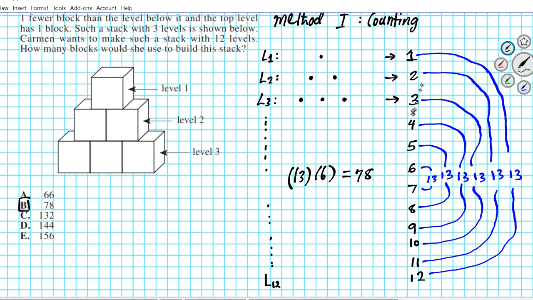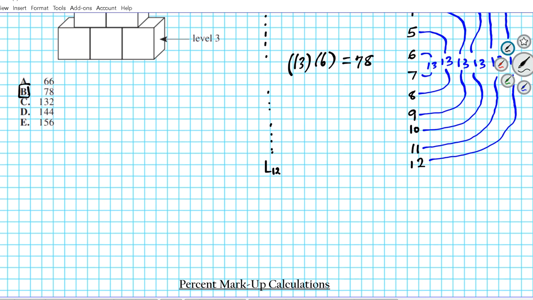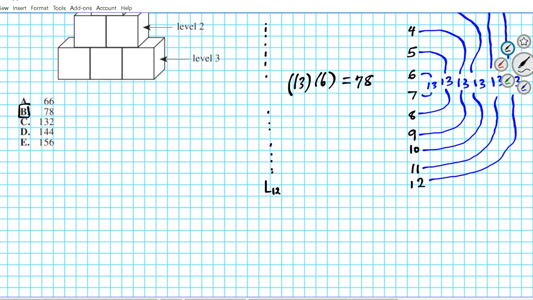So this is method 1, which is just counting. There's nothing wrong with doing this method if you can't think of any other more advanced or faster ways of doing it. Let's take a look at another method, slightly more advanced. Method 2 involves the use of the sum of arithmetic sequences, known as arithmetic series.